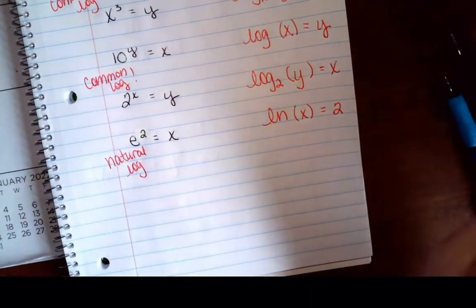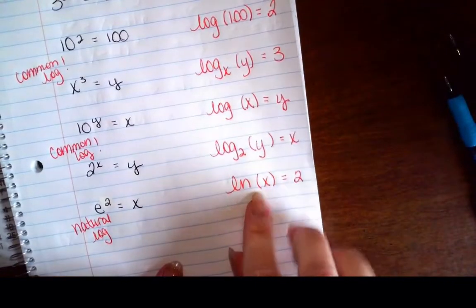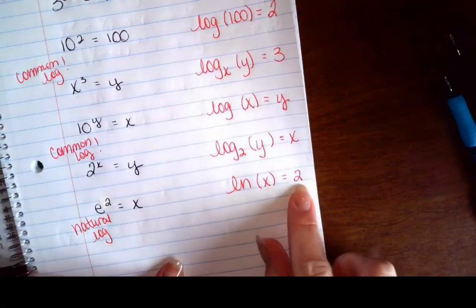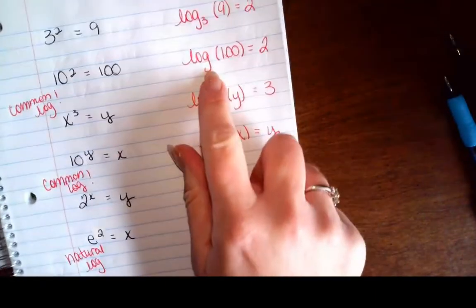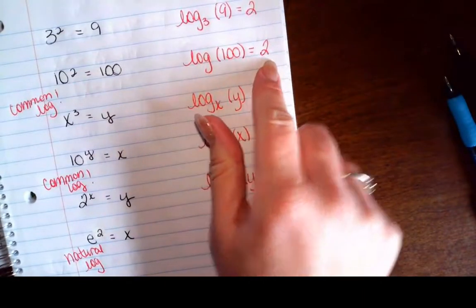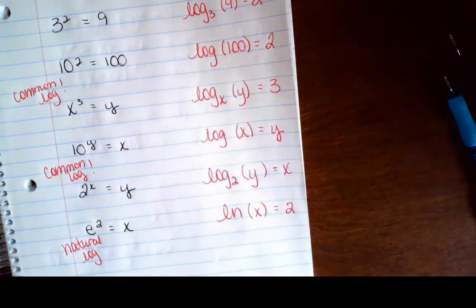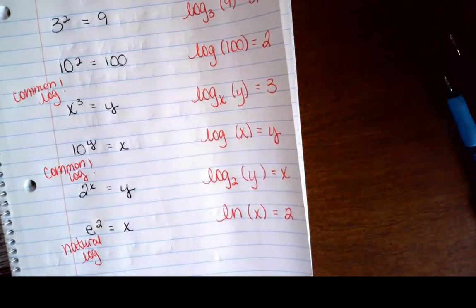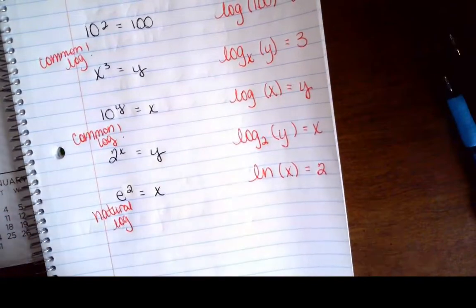So just take a look at this for just a second. Natural log of x equaled 2, and then common log of 100 equals 2. These are just weird ways to write 2. Okay, we've got lots of ways to write 2. You can say 8 over 4 is 2. So there's lots of ways to do that.